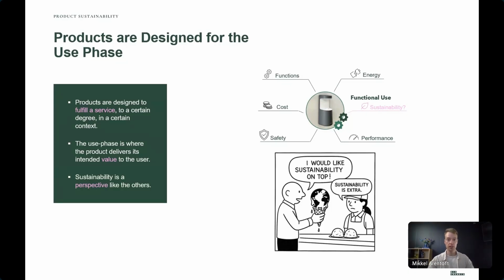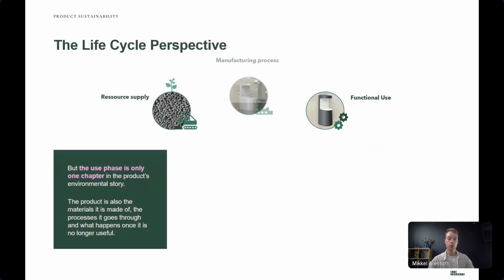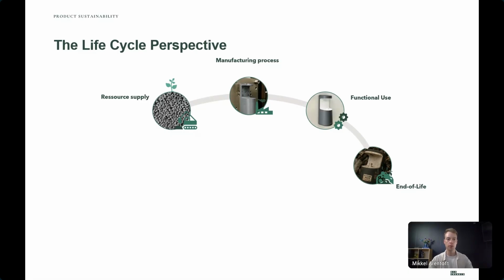When we talk about sustainability in products, we need to broaden our perspective of what a product is just a little bit. The use phase is not the only chapter in the product's environmental story. It is the entire life cycle, from the raw materials being extracted, the manufacturing processes, the use phase, and what happens at the end of life. This is the life cycle perspective, and when working with sustainability in products, all of these life cycle stages need to be taken into account.